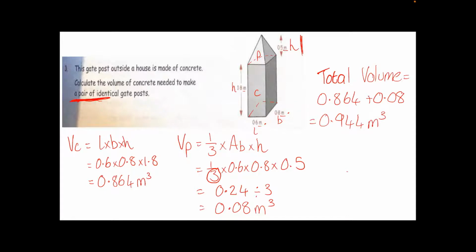It's a pair of identical gate posts. So I'm going to do my 0.944 times 2, and that's for the pair. And that should give us 1.888 metres cubed as the volume needed for the pair of identical gate posts.